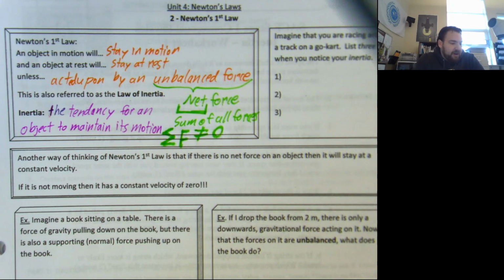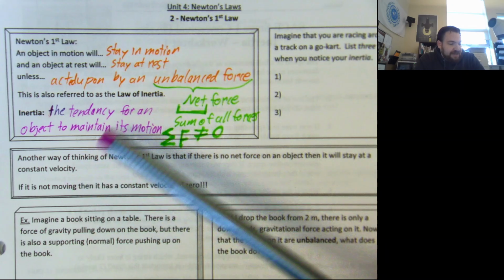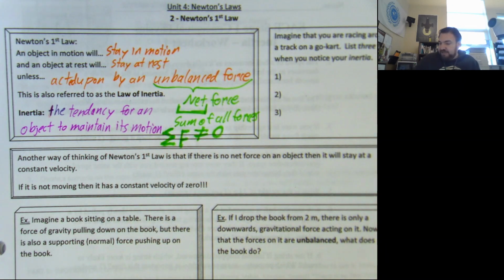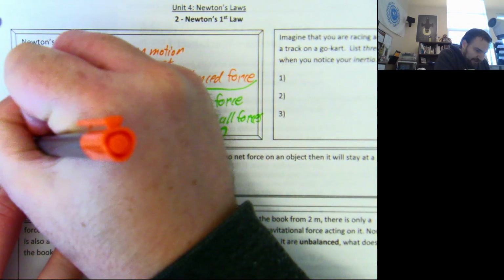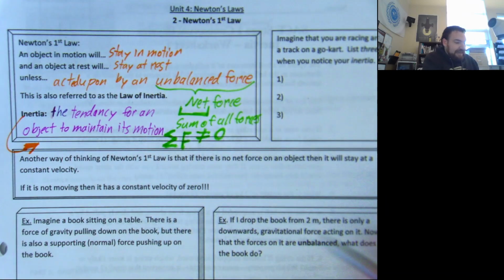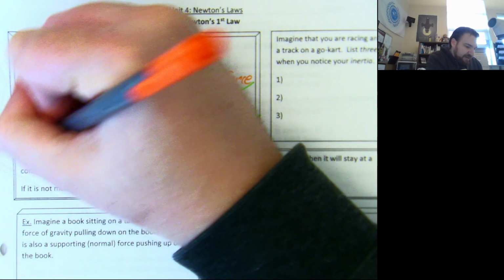Let's talk about it here. Inertia is the tendency for an object to maintain its motion. It's dependent on two things. Let's go like this. Does anyone want to take a guess at what inertia depends upon?